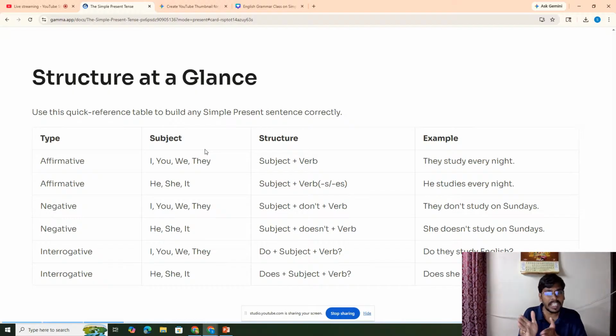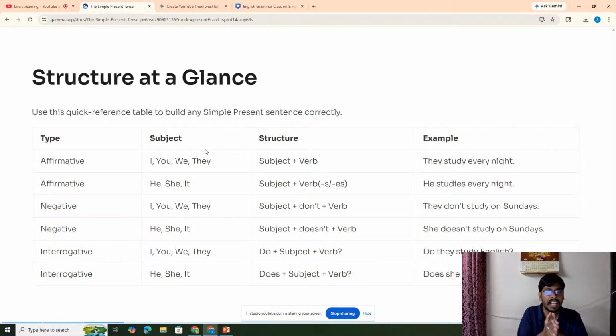If you are using he, she, and it, it is subject plus verb, and then s or es has to come. Like: he studies every night, she studies every night, it barks every day, it howls every day. If you are using I, you, we, and they, you don't need s or es at the end of the verb. But if you are using he, she, and it, then at the end of the verb you need s or es. He studies every night. He goes to school every day. He goes to college every day. They study every night. She studies every night.